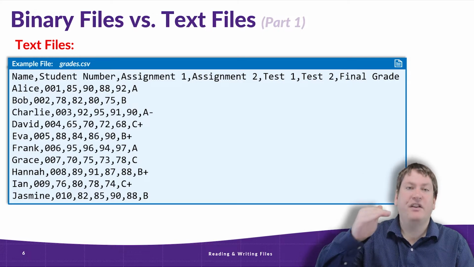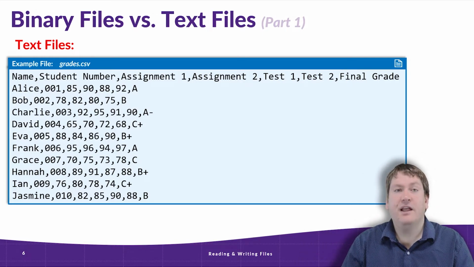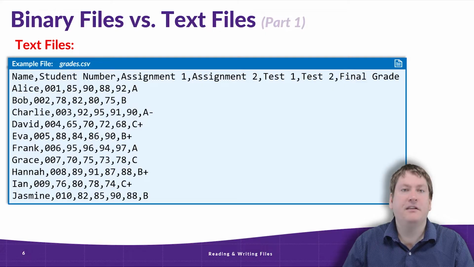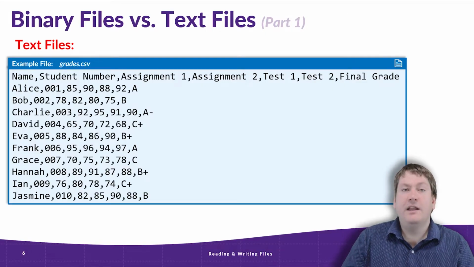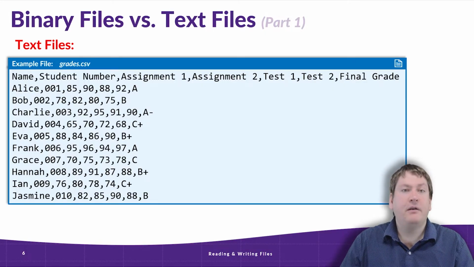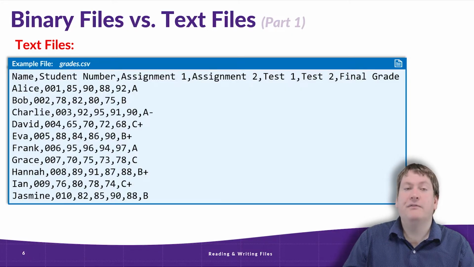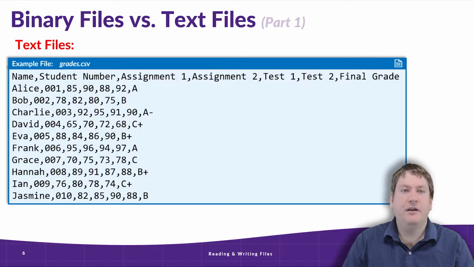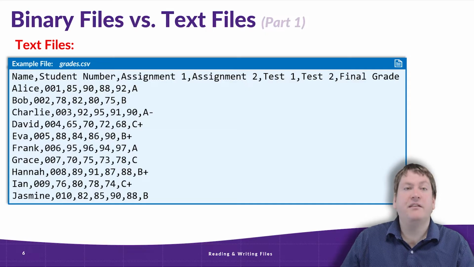So each line represents a different student, except for the first line, which is a header line that basically explains the format of the file to us. Each column of data is separated by a comma character. So on the first line, you can see name, comma, student number, comma, assignment 1. Each one of these is a different column.